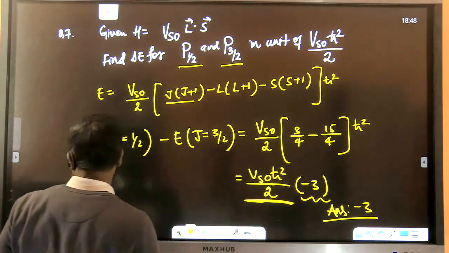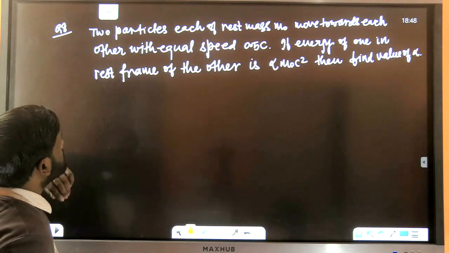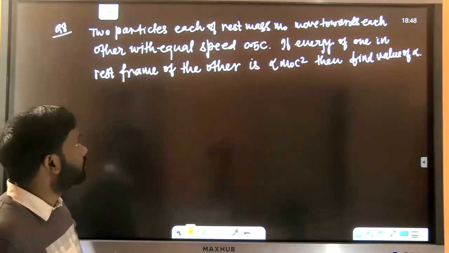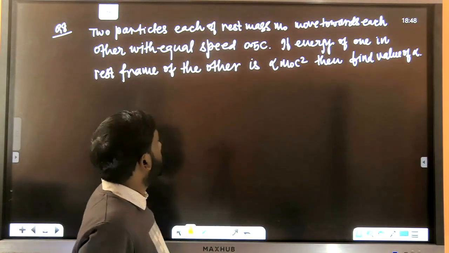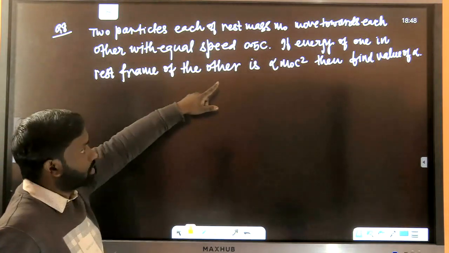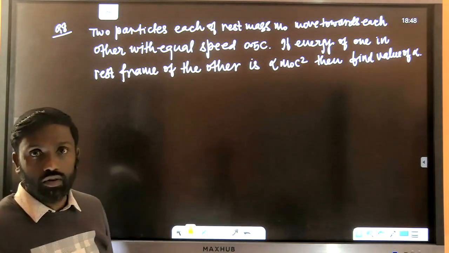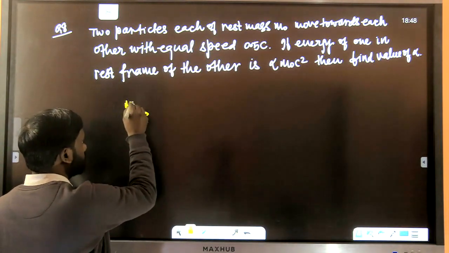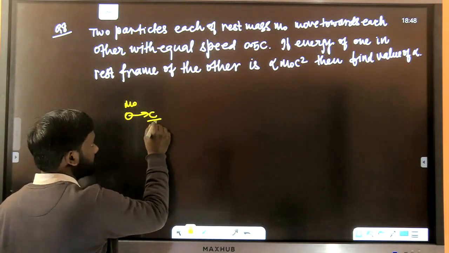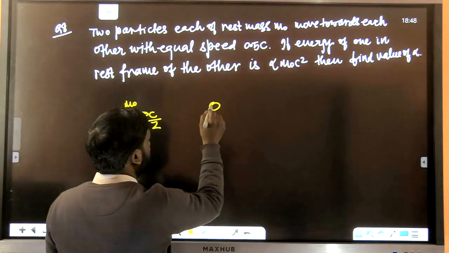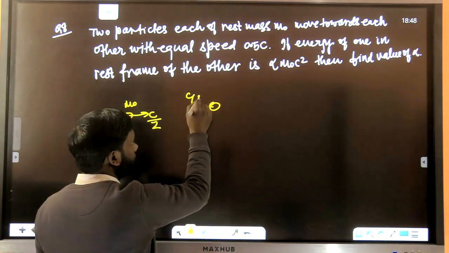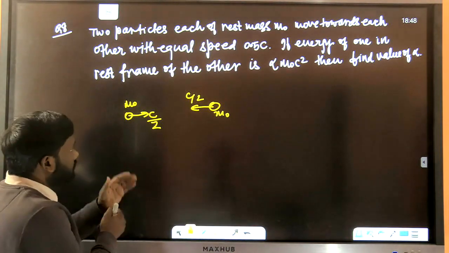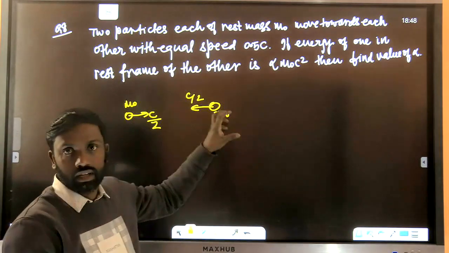So let's go to another question. It says two particles, each of rest mass m0, move towards each other with equal speed 0.5 c. If energy of one in rest frame of another is alpha m0 c square, you have to find the value of alpha. The question is something like this. There is a particle, its rest mass is m0. It is moving in this direction with the speed c by 2, 0.5 c. And that particle, its speed is again c by 2. Its rest mass is also m0. So now the question is we have to calculate energy of one particle in rest frame of another particle.